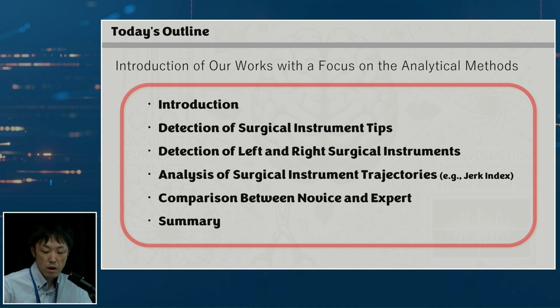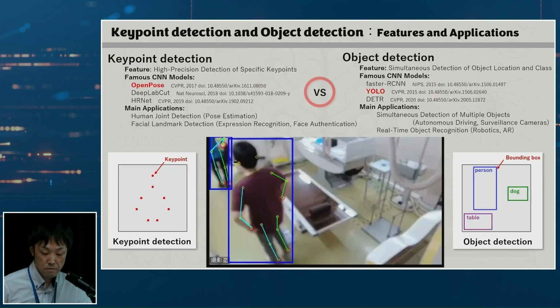In particular, we'll focus on explaining the analytical method we use for analyzing surgical instruments. First, I'm going to explain the detection of surgical instrument tips, then touch upon the method of identifying the left and right surgical instrument. After that, I'm going to discuss the trajectory analysis of surgical instruments, especially indicators such as the Jerk index. Finally, I'm going to present the result of comparative analysis between expert surgeon and novice using this method.